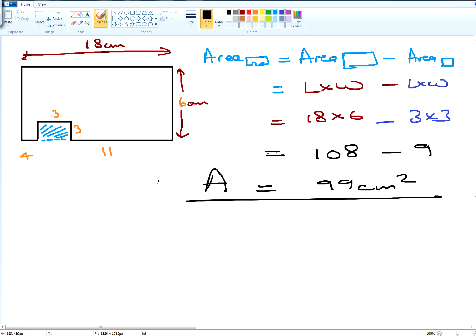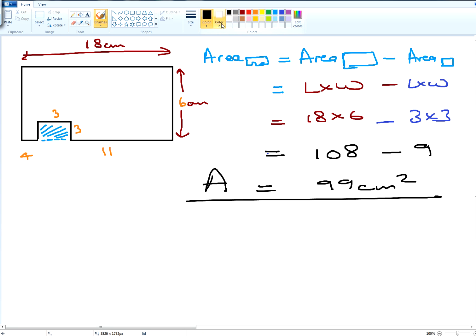Okay, so it's all in the idea. We're going to work out the area of the big shape here, and we're going to cut out the blue shape bit here, and that will give you the area of the leftover stuff. Okay, are we happy with that? Yes? Okay, let's see how you get on with this next question.